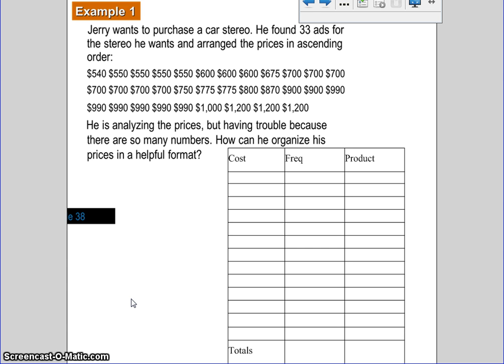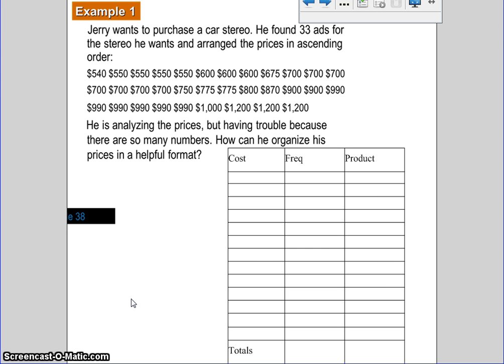So what we're going to create today is a frequency distribution, and I got a little bit of a chart here. You're going to have to create that. Make sure you write kind of small or you use a separate sheet of paper. I might even recommend you just get a regular line sheet of paper, and you can use those as your columns and your rows. So the first thing says the cost.